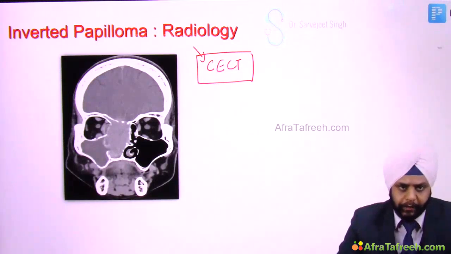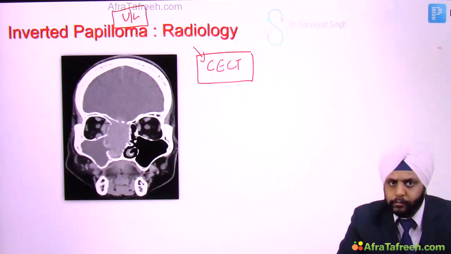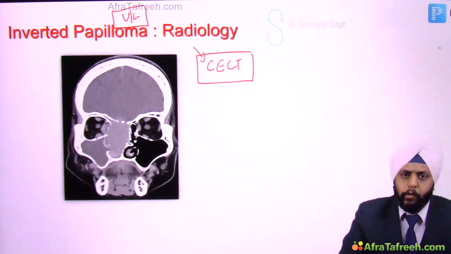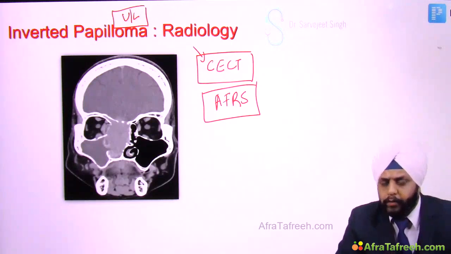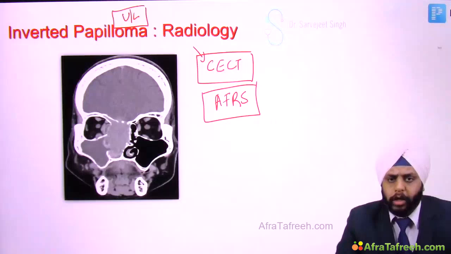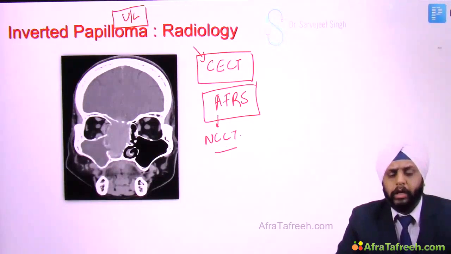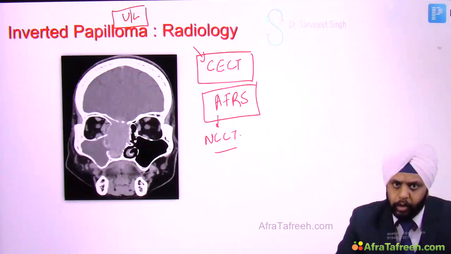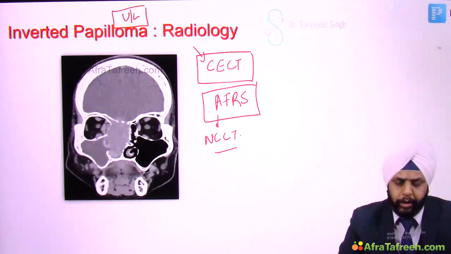Now what do we see in this? Again, remember, the inverted papilloma is a unilateral disease. Remember, sometimes you may confuse this with an AFRS. Remember the AFRS we discussed previously. So with the AFRS CT scan, you can get confused. Remember, number one, in AFRS we did a non-contrast CT scan. Now here we do a contrast enhanced CT scan. Both of them are unilateral diseases, but let's look carefully over here.